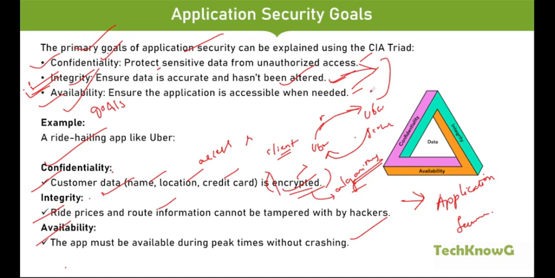So this is the statement I am giving: if an application does not satisfy any of the three goals, then the application is considered to be vulnerable.